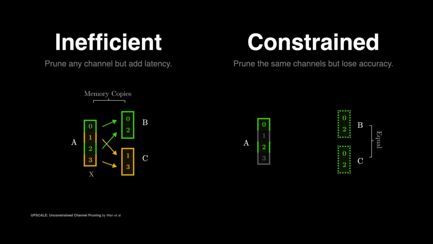As a result, before inference, we can drop operation A's channels. This produces a new pruned operation A'. Then we can simply use A''s output twice, no copies needed. Since there are no copies, latency decreases, but because there are constraints, accuracy decreases too. So in summary, add latency or lose accuracy.